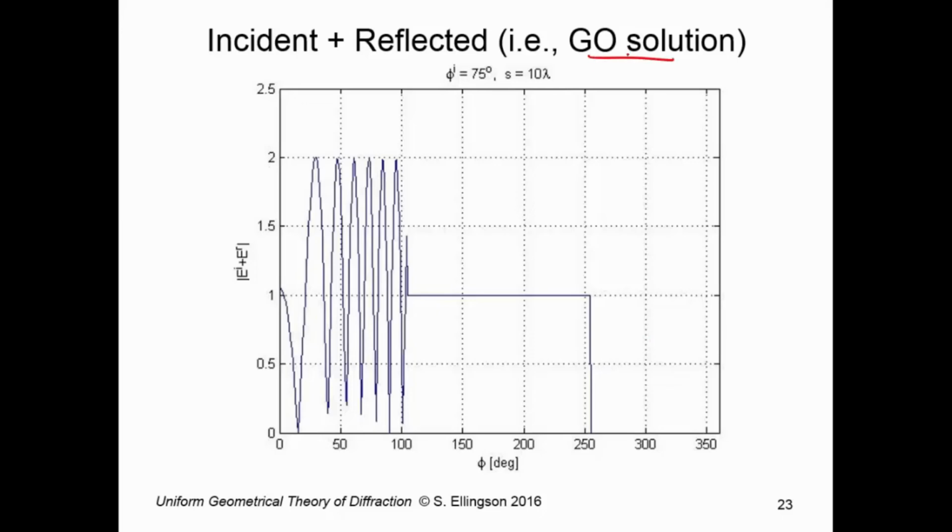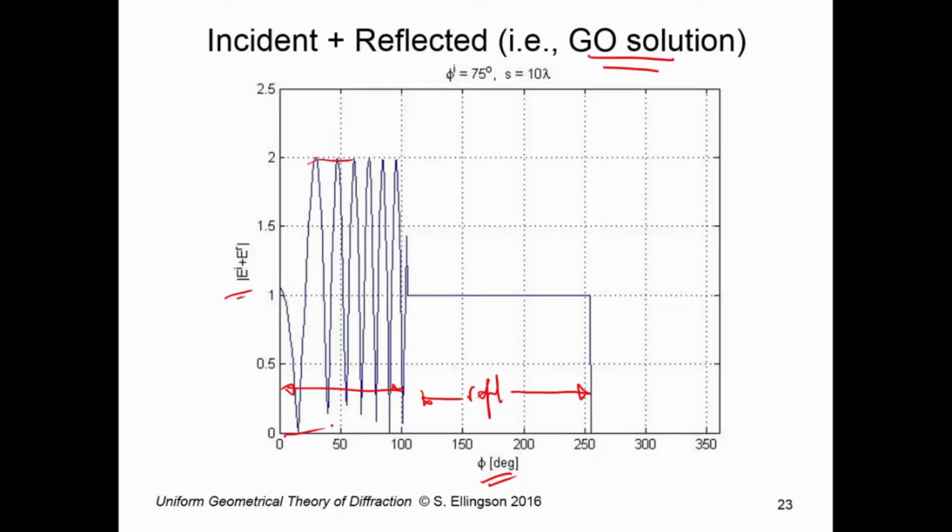So here I'm plotting the geo solution. Again, I've already shown you this in a previous lecture. This is incident plus reflected as a function of direction to the field point or angle to the field point. What we see here is this is all reflected. And this is incident plus reflected. So the reason this oscillates is because the incident and reflected fields are going in and out of phase with each other. So when they're in phase, we get a value of 2. When they're out of phase, we get a value of 0.